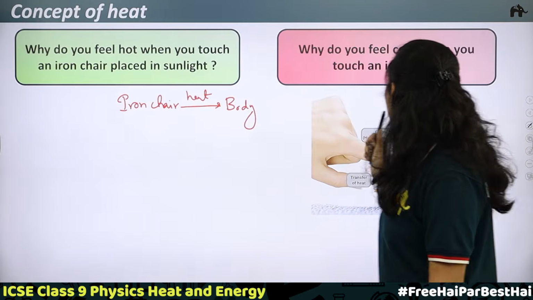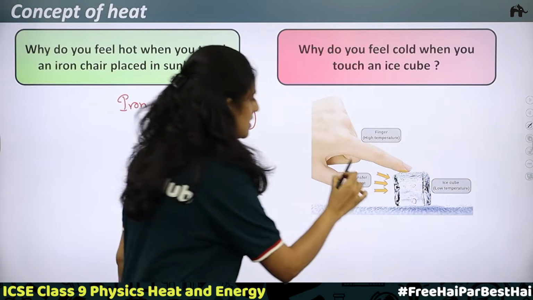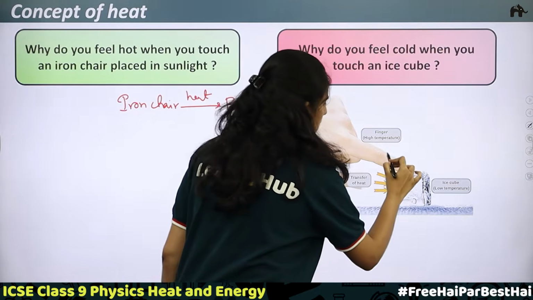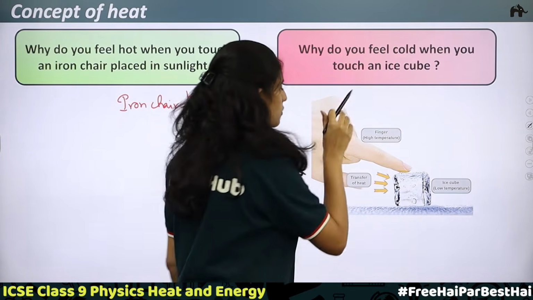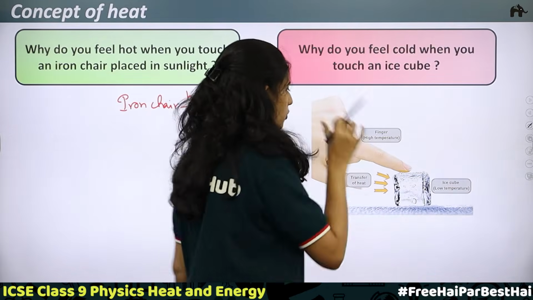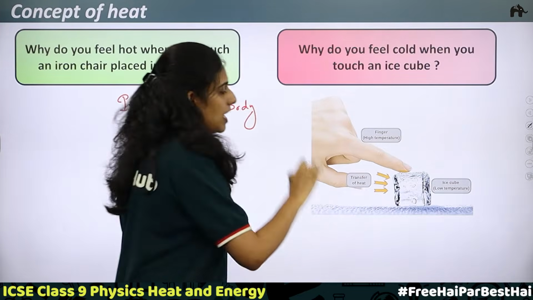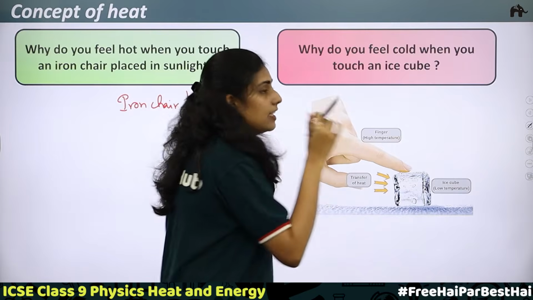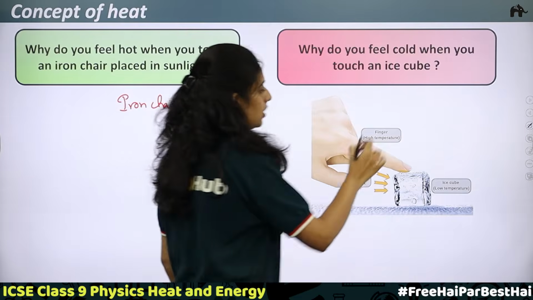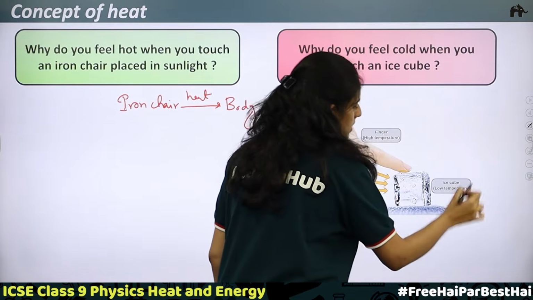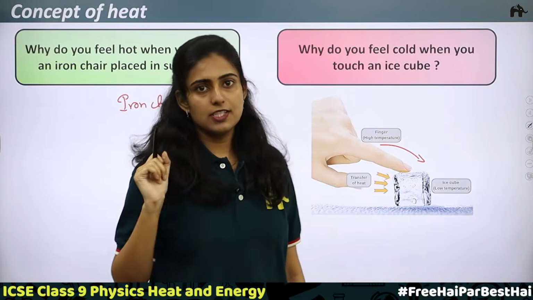Now, why do you feel cold when you touch an ice cube? This we have already said. When you touch an ice cube, there is a heat transfer. From where to where? From the finger, which is at high temperature, to the ice cube, which is at low temperature. For heat to flow, there should be one important condition: there should be a difference in the temperatures of the bodies considered. Then the heat will flow from a body at high temperature to a body at low temperature. So here the finger is at high temperature and the ice cube is at low temperature. You will feel cold because there is a loss of heat from your body. So these are some examples.